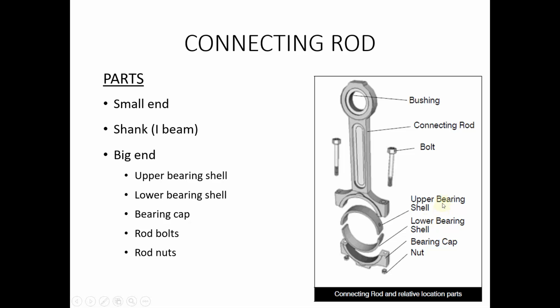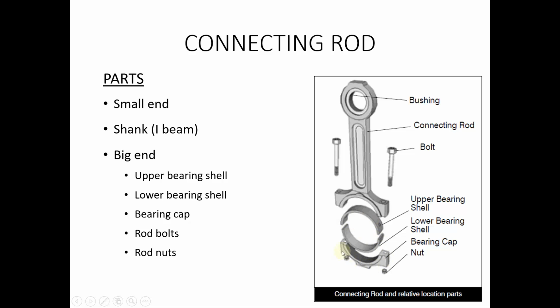Now the function of the upper bearing shell and lower bearing shell is to provide a bearing surface where we are attaching the crank pin journal of the crankshaft. So these inside surfaces will be in contact with the crank pin journal of the crankshaft, and it has to be lubricated with engine oil all the time in order to reduce the friction.